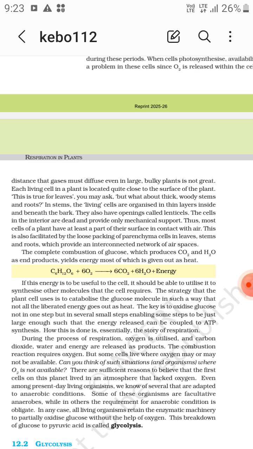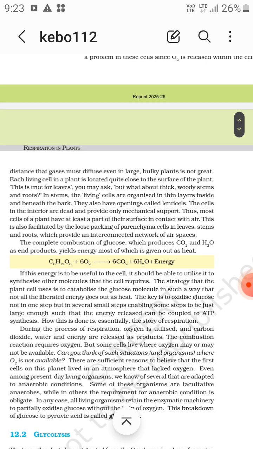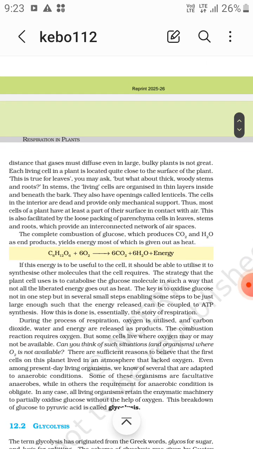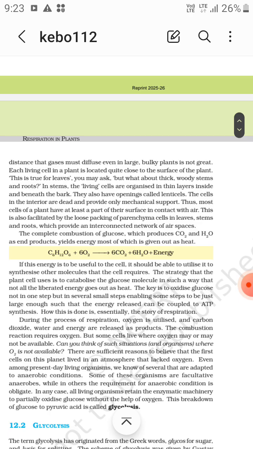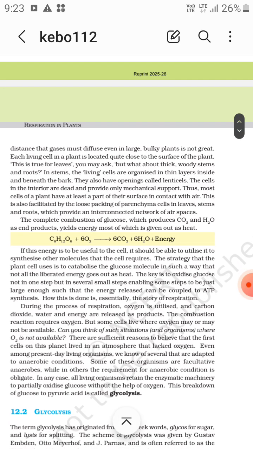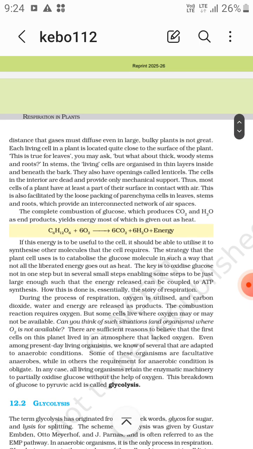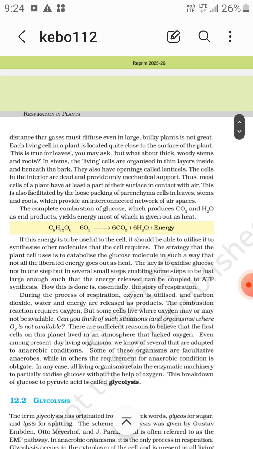So this is also facilitated by the loose packing of parenchyma cells in leaves, stems and roots, which provide an interconnected network of air spaces. Okay, loose packing of parenchyma cells that provides the interconnected network of air spaces. Now the complete combustion of glucose produces CO2 and H2O. So combustion gives carbon dioxide and water as end products, yields energy, most of which is given out as heat.